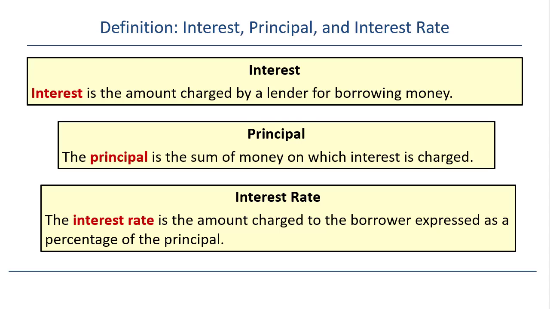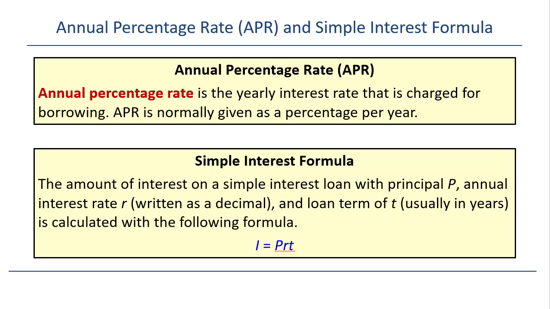And the interest rate is the amount charged or given to you, right? And it's always expressed as a percentage. So your APR, your annual percentage rate, is the yearly interest rate that is charged to you for borrowing money, or, if you're saving, it's the same thing. Now, APR is normally given as a percentage per year, even if your interest is calculated monthly or daily or whatever it is. They're going to tell you what the APR is for the year.